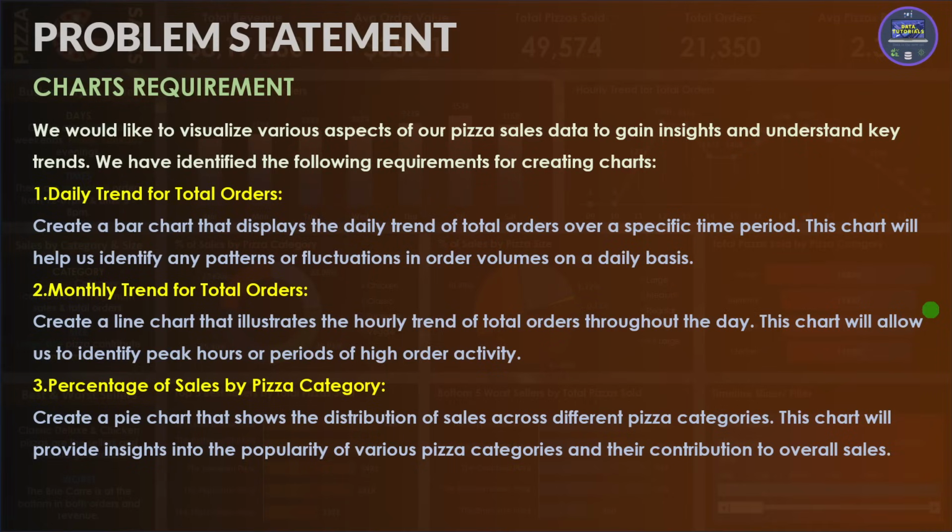All right, then the third one is the percentage of sales by pizza category. So here he wants us to create a pie or donut chart, whichever is suitable, and in this chart he will get an insight into the popularity of the various pizza categories and their contribution to the sales, right?